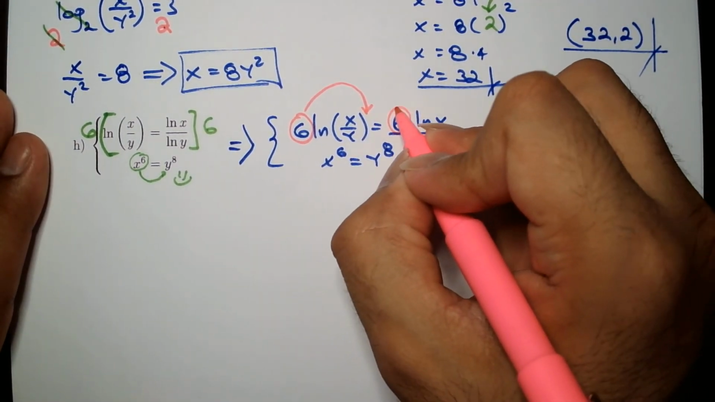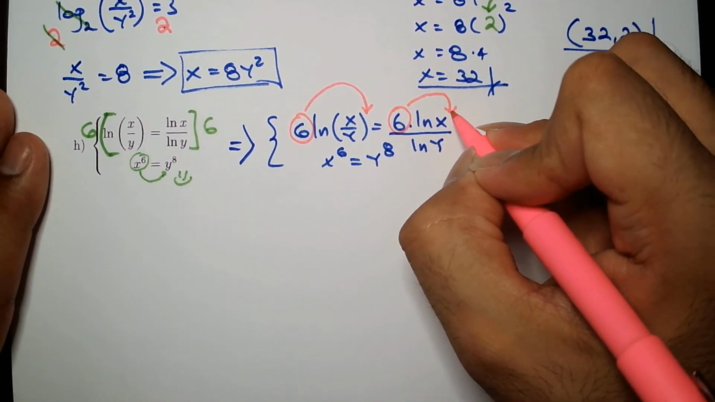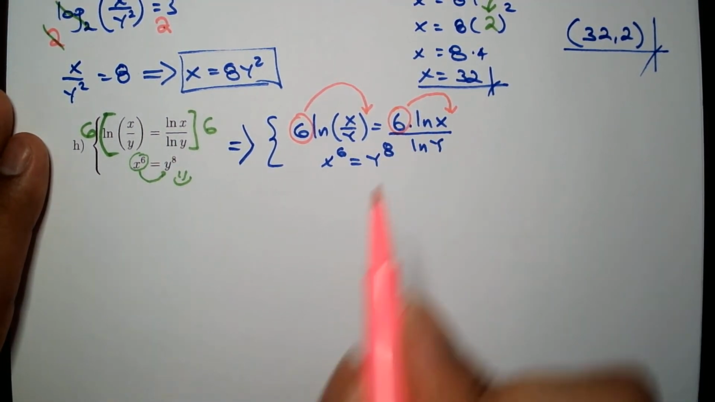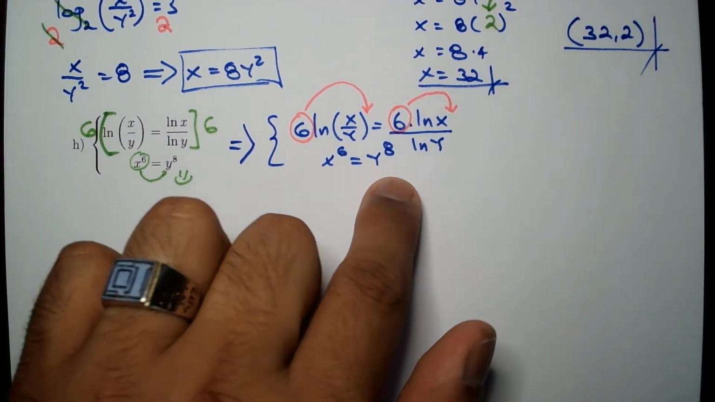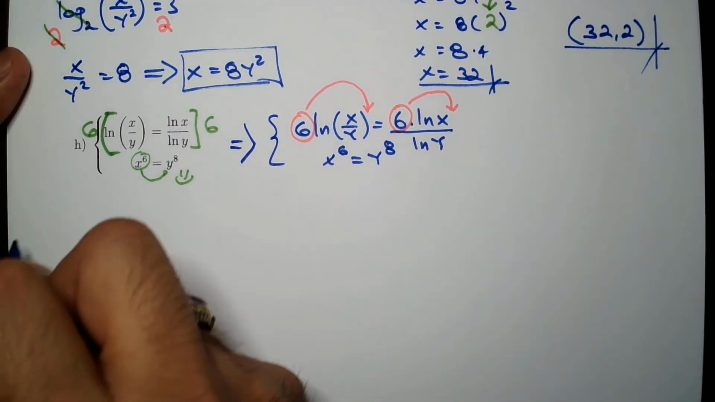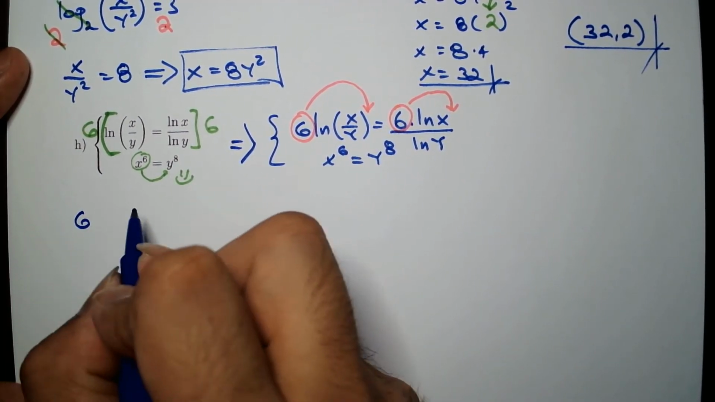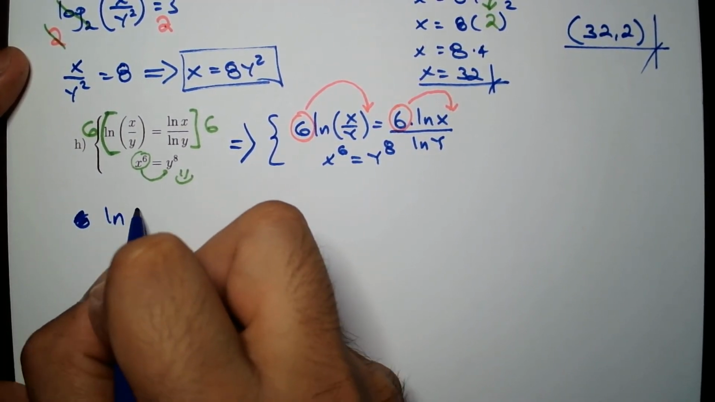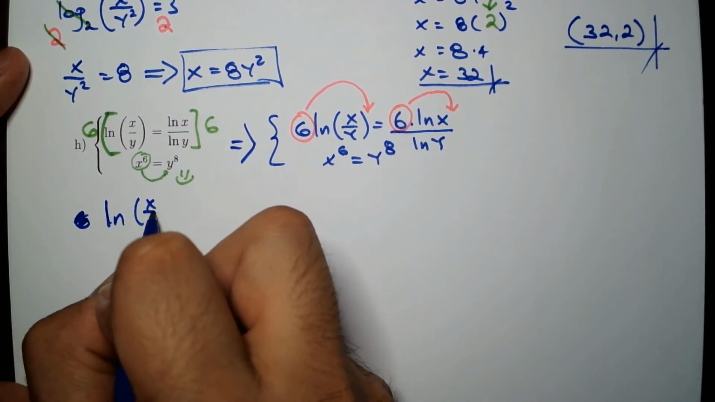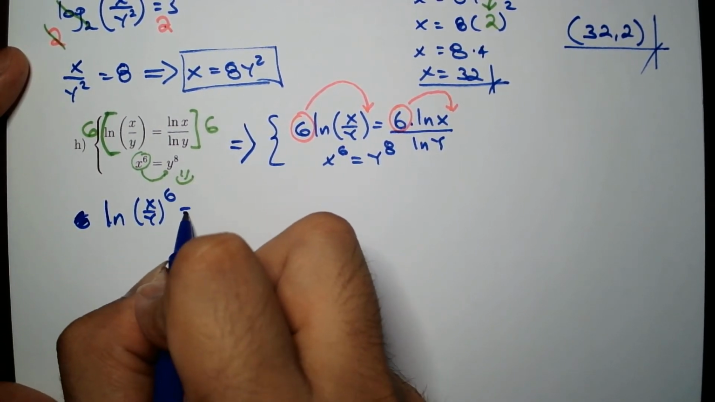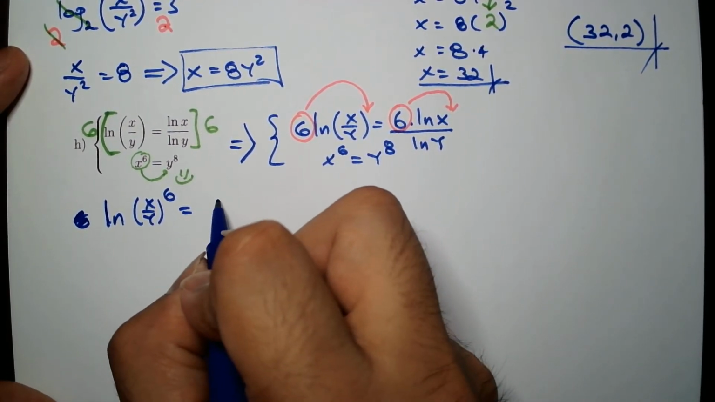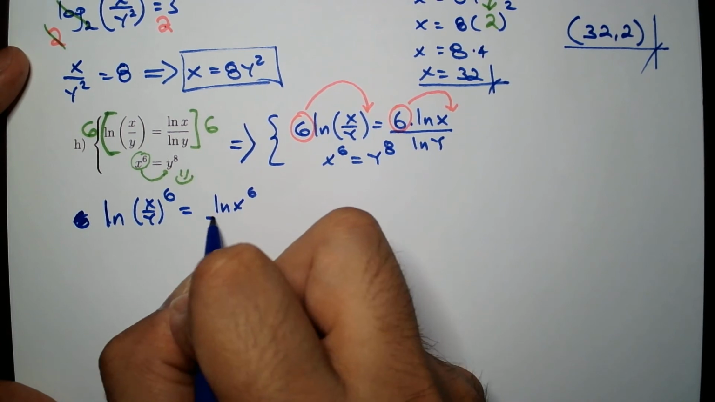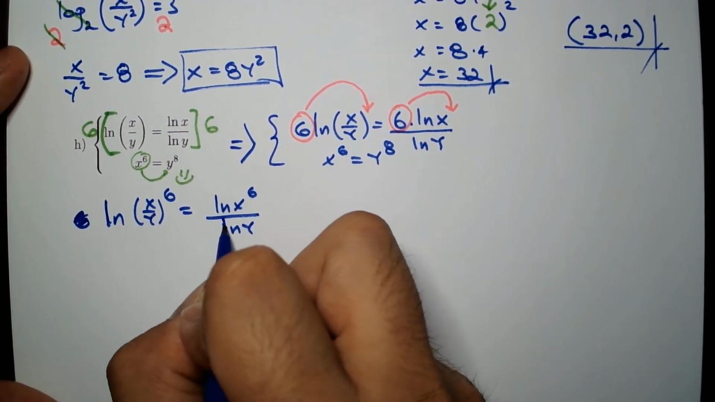However, this 6 will only be the exponent of this x, and this ln y will remain the same. I'm going to write this outside of the system. So that's 6 ln of the quantity x over y, the whole thing to the 6th power, equals ln of x to the 6th power over ln of y.